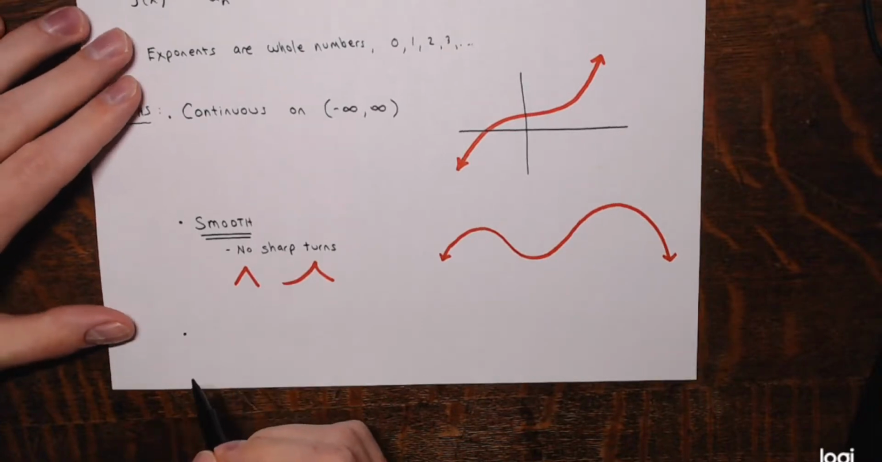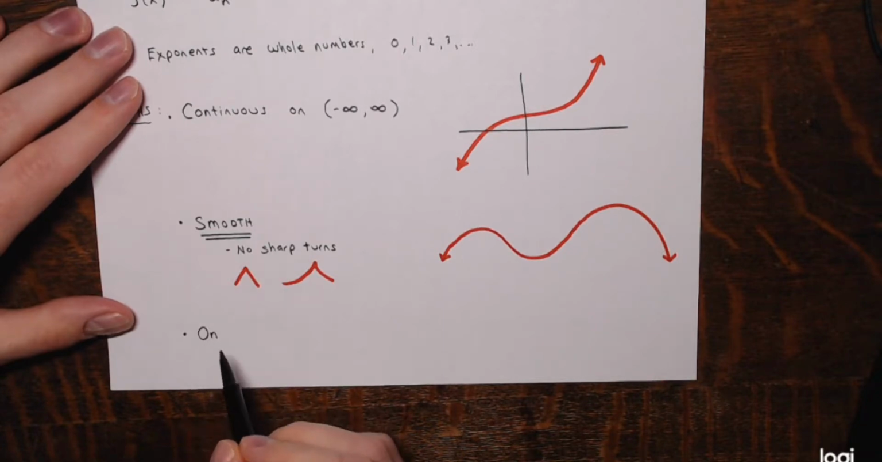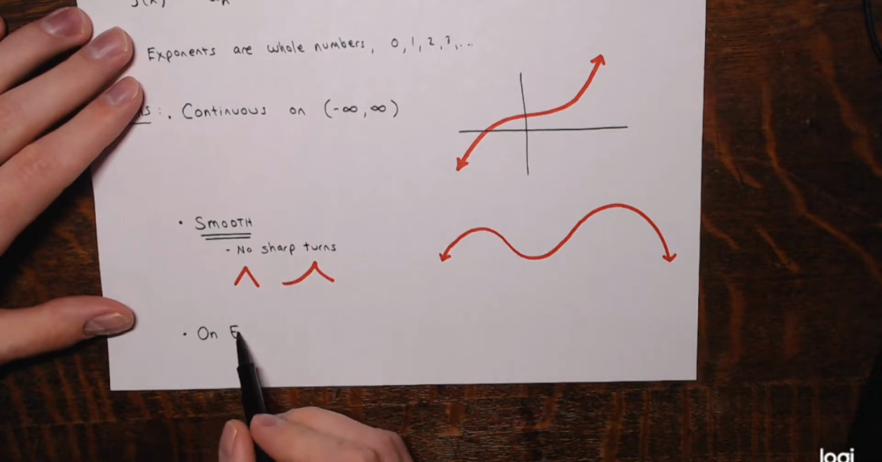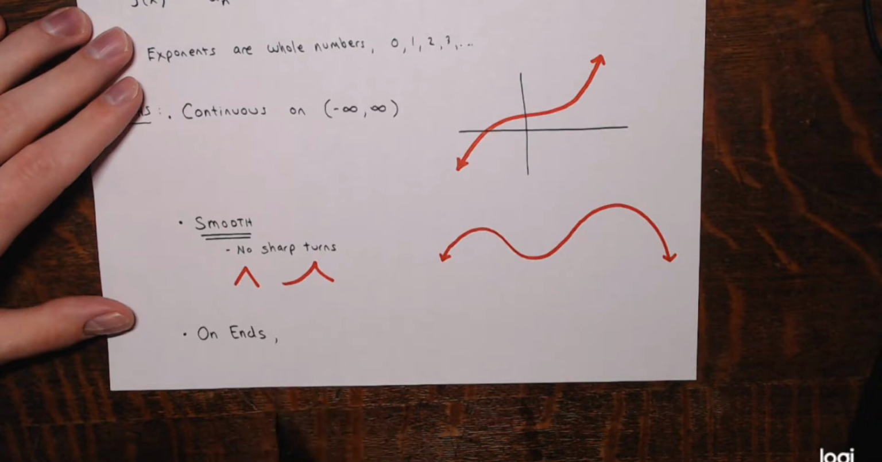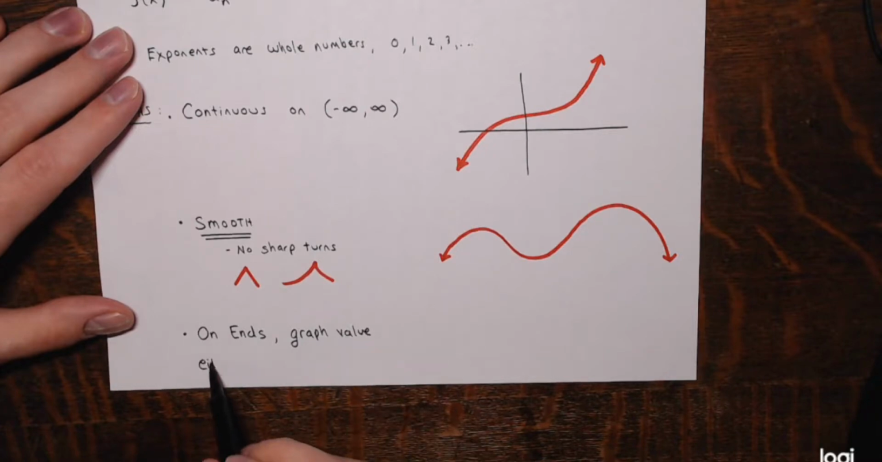And then on the ends, the graph is going to either go to infinity or negative infinity. We've talked about this in some previous sections, section 5.2, on the end behavior of a polynomial. But on the ends, the graph is going either up forever or down forever. The graph value either goes to infinity or negative infinity.